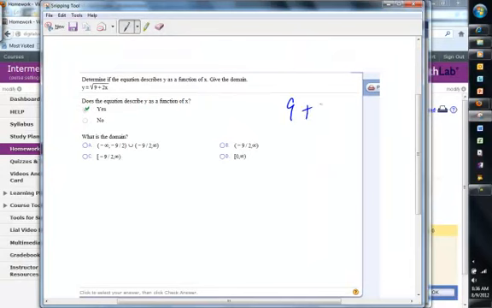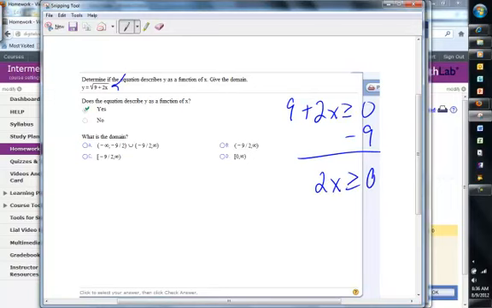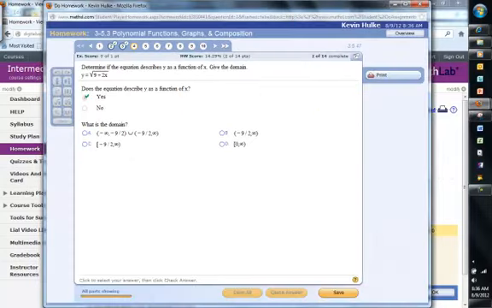9 plus 2x has to be greater than or equal to 0 because you can't have a square root that's a negative. So subtract 9 from each side, and you get 2x is greater than or equal to -9. Divide both sides by 2. X is greater than or equal to -9 halves. So from -9 halves to positive infinity is our answer.